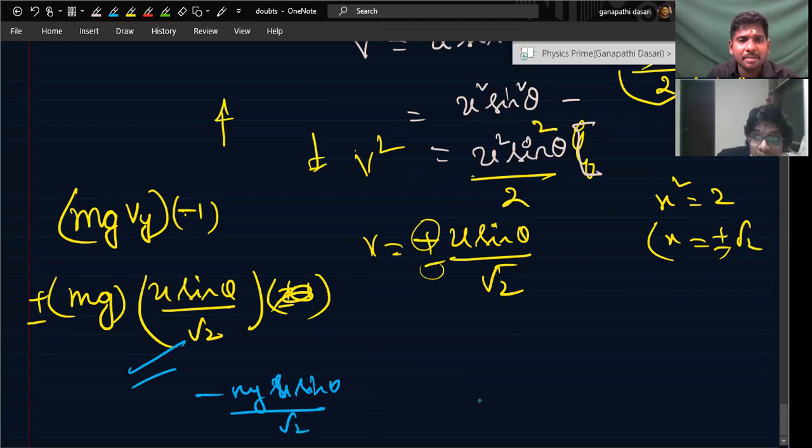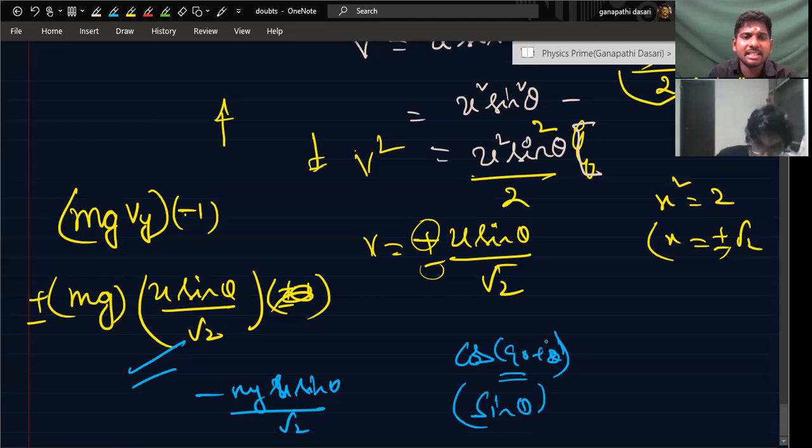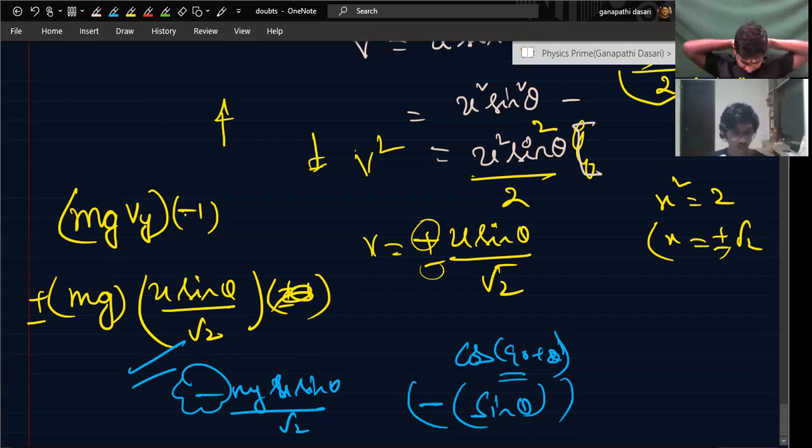Cos of 90 plus theta means what? Nothing but minus sin theta, right? 90 is an odd multiple of pi by 2, so it becomes sin theta, but cos 90 plus theta in the second quadrant is minus. So your answers will be mgu sin theta by root 2 and mgu cos of 90 plus theta by root 2, because that minus value is also there. Your options are both 2 and 3, we'll take those options.